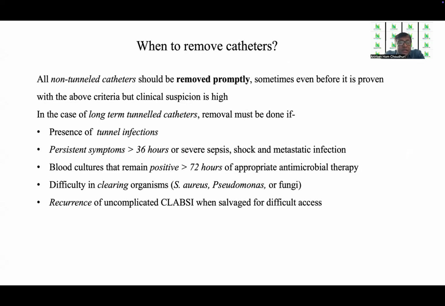When to remove the catheters? All non-tunnel catheters should be removed promptly, sometimes even before it is proven by criteria that it is CLABSI, but the clinical suspicion is high. So if the clinical suspicion is high, you have to remove.